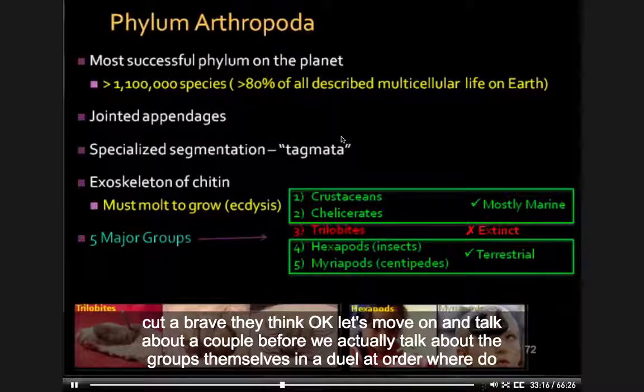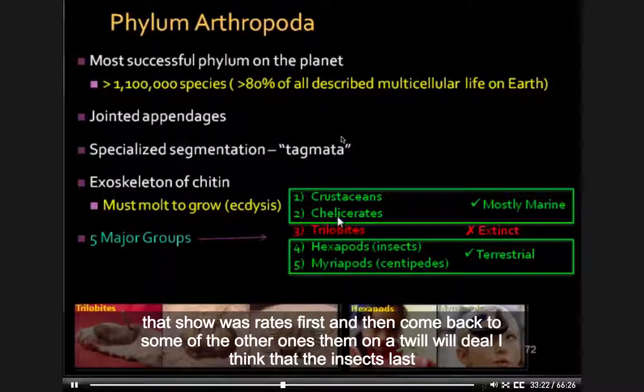Okay, let's move on and talk about a couple, before we actually talk about the groups themselves. I'm going to do it a little out of order. We're going to do the chelicerates first, and then come back to some of the other ones. Then we'll deal, I think, with the insects last.